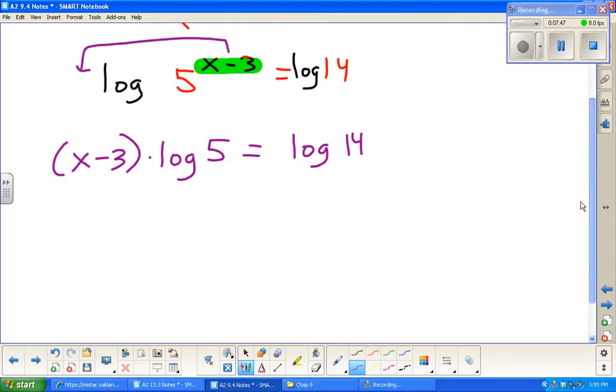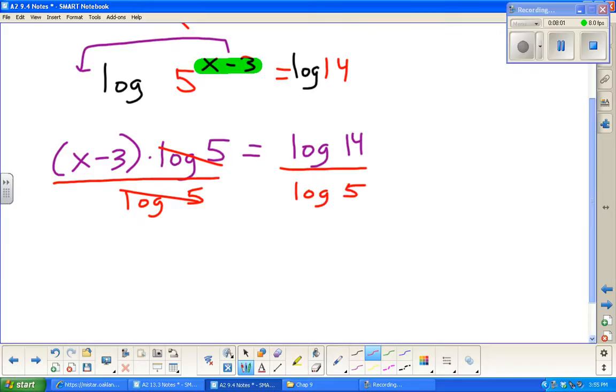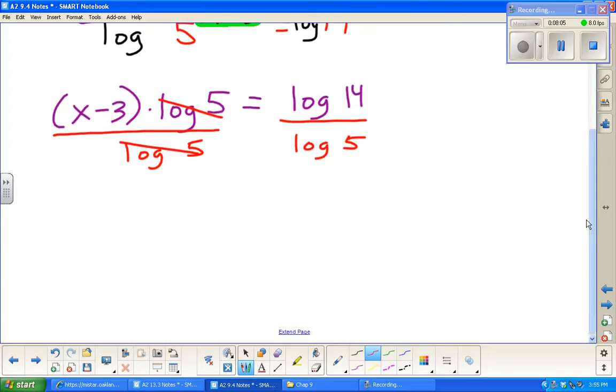Now just think of this as we're trying to solve for x. The log of 5 is just some number. Your calculator knows what it is. Let's divide it out. The log of 5, let's get rid of that. That's gone. Let's divide this side by the log of 5. So we're going to have x minus 3 equals the log of 14. Again, put that in parentheses and close it up. We're dividing by the log of 5, not by just 5.